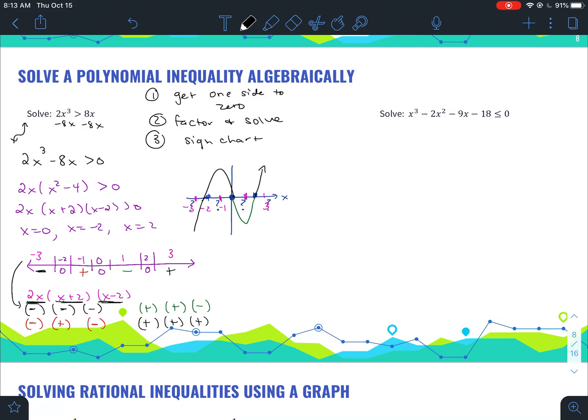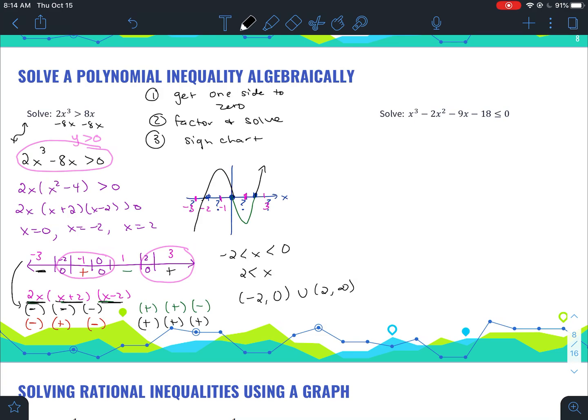So instead of having to graph it, you can make a sign chart. And then you look at the original problem. I want to know when the y is greater than 0 on the graph. So where is it greater than 0? It's greater than 0 when it's positive. So I'm positive here, and I'm positive here. So on the graph, I'm positive when I'm between negative 2 and 0, and I'm positive when I'm greater than 2. Or in interval notation, from negative 2 to 0 and from 2 to infinity. So again, you could do it on the graph or you could do a sign chart.